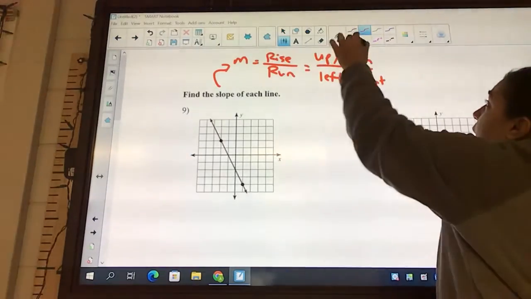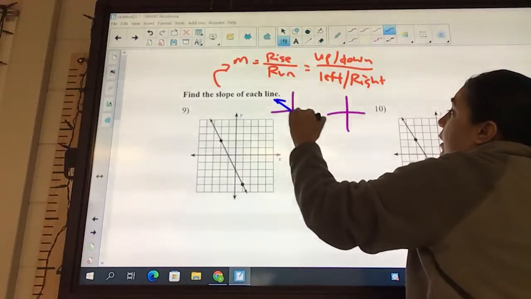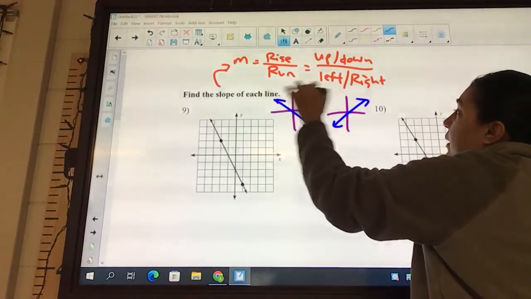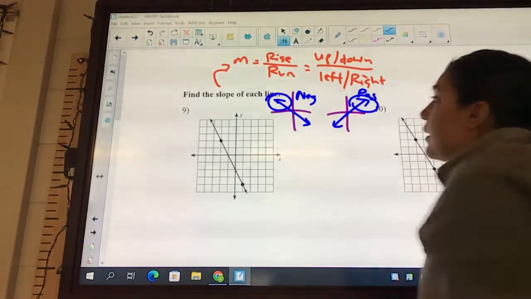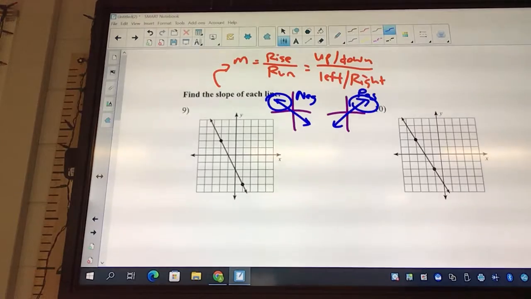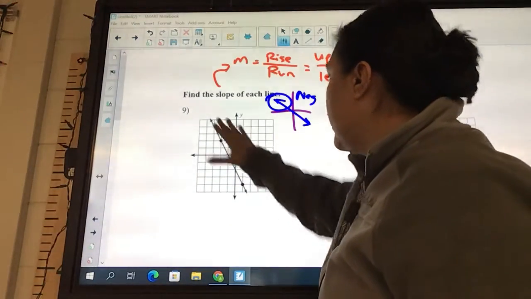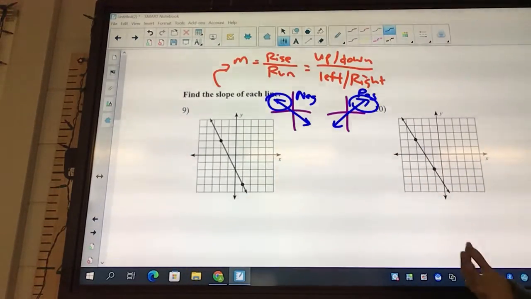Okay, and when we're looking at a graph, there's two differences between a positive and negative. This one is going to be a negative because the arrow's up here, and this one's going to be a positive because the arrow's in this box. Okay, so that's the differences between a positive and negative. So we can look at this and say, is this a positive or negative slope? Well, you know it's a negative. Okay, 10, positive or negative? Okay, it's 10, it's also a negative.